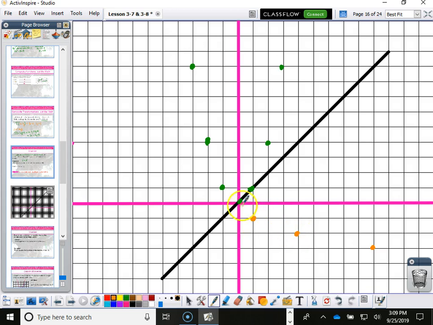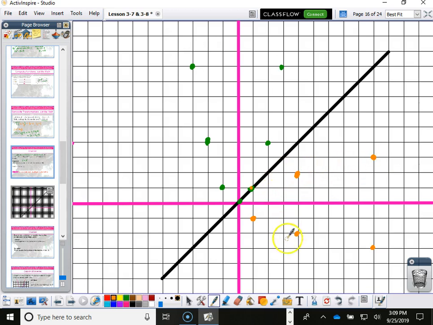Then we had 0, 0. Then we had 1, 1. Then we had 2, 4, so it's going to be 4, 2. Then we had 3, 9, so it's going to be 9 and 3.